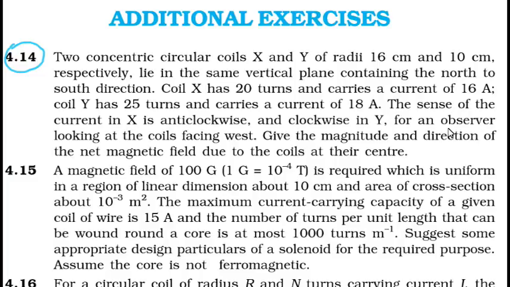For an observer looking at the coil facing west, give the magnitude and direction of the net magnetic field due to the coils at their centers. Let us see the solution.